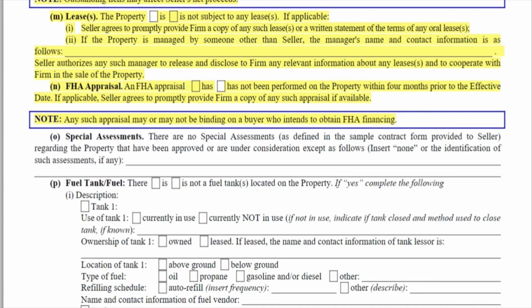Okay, note, any such appraisal may or may not be binding on a buyer who intends to obtain FHA financing. So it's just saying that the appraisal that you got may not be binding to them because, of course, anytime the buyer purchases a home, they're going to require their own appraisal. But just know that it may or may not be binding to them when using FHA financing.